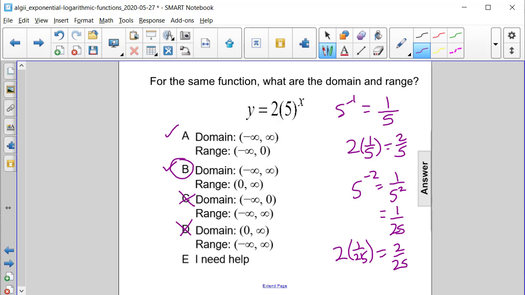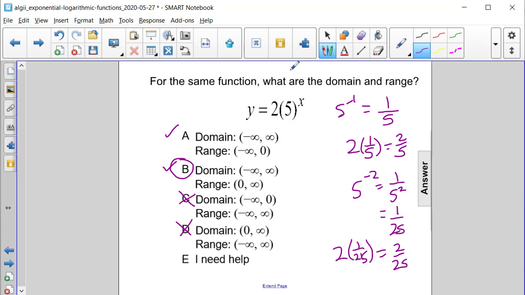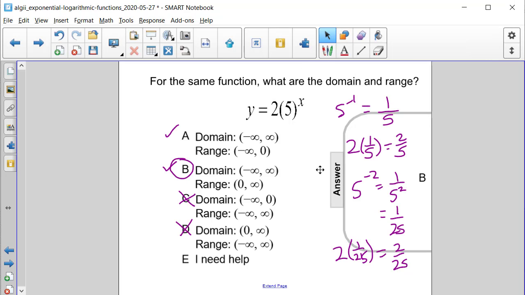And we can also double check this by graphing our function. And here's the graph of y equals 2 times 5 to the x. And we can clearly see that the domain is not restricted and goes from negative infinity to positive infinity. And the range goes from 0, not touching 0, all the way up to positive infinity. Again, that's answer choice B.